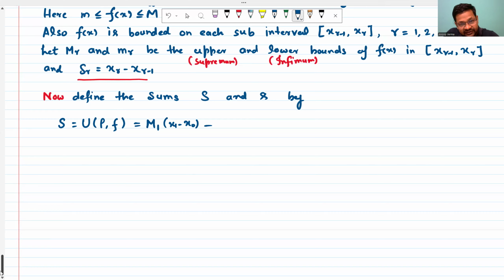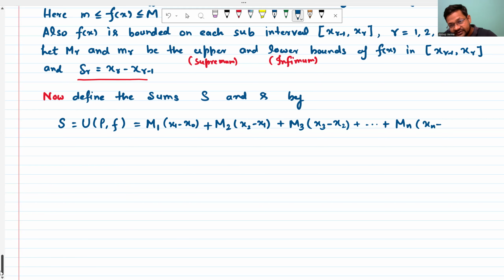In the second subinterval, this is M2, and this is x2 minus x1. Similarly this is M3, and this is x3 minus x2, and so on. Multiplying Mn, the supremum of the function in the nth interval, with xn minus xn minus 1. And here x naught is a, and xn is b.